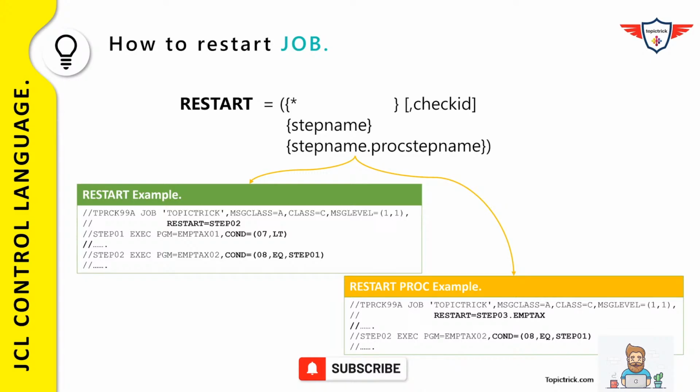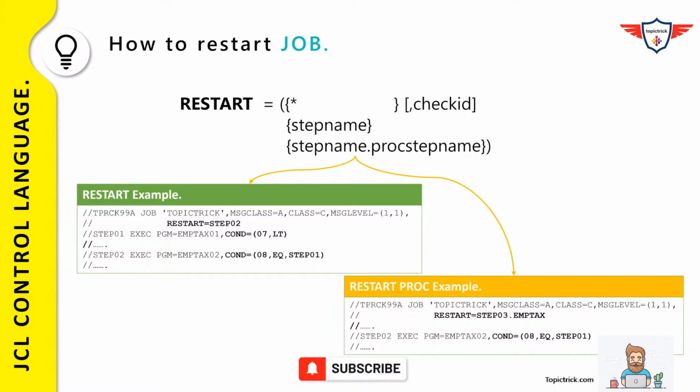Second one is step name, and in case you want to restart your job from a specific step, then you have to specify the step name. And third one is to specify the step which is included in a proc. So for example, you're using a catalog procedure and your job failed in any of the steps which are included in the catalog procedure. So you can use step name dot proc step name to specify the step within the proc from where the JCL should be restarted.